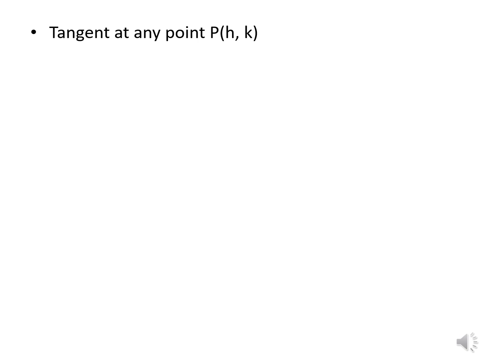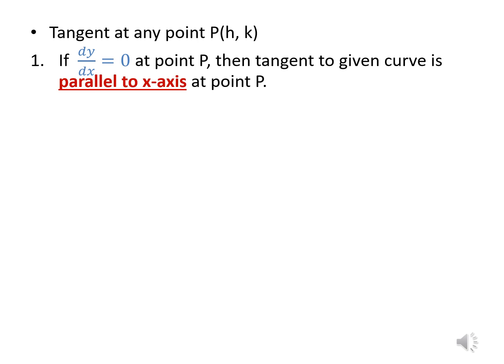So let's find the tangent at an arbitrary point h comma k. So find dy by dx, that means just differentiate your equation and find dy by dx from that, and put x equal to h and y equal to k. By putting x equal to h, y equal to k, if you are getting dy by dx equal to 0, that means your tangent at h comma k is parallel to the x-axis, because then only the slope of the tangent will be 0.